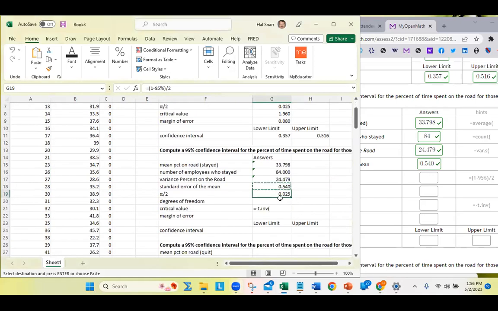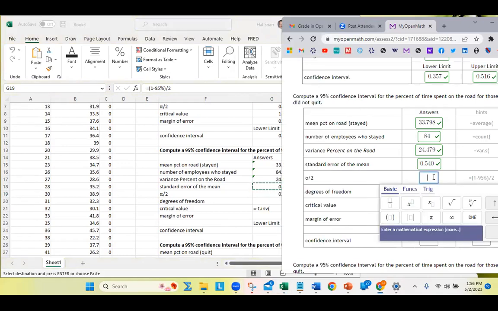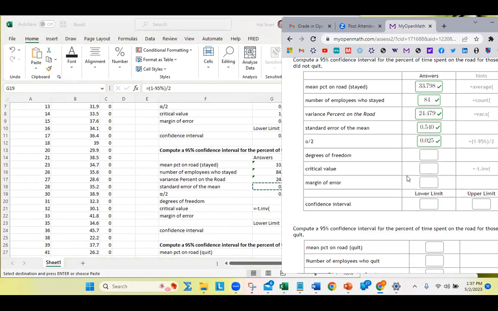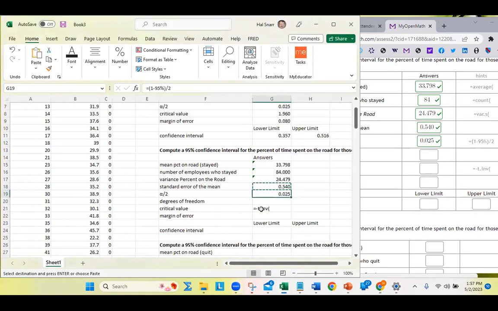Okay, so we got the alpha divided by 2, right? So mine's 0.025, just like it was before. Now the degrees of freedom, this is a t-distribution. We're talking about means here. So when we have a smallish sample size, we only have 84 here, you can't use the normal distribution, you have to use the t-distribution.